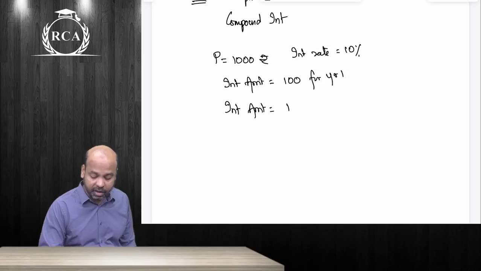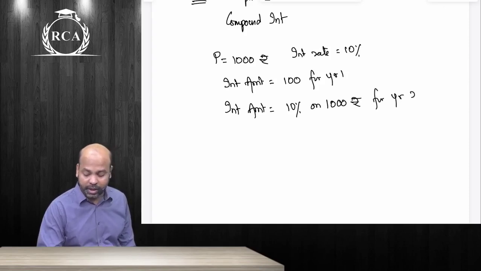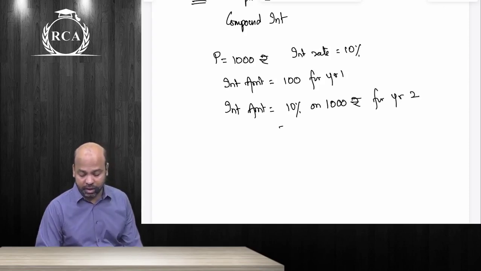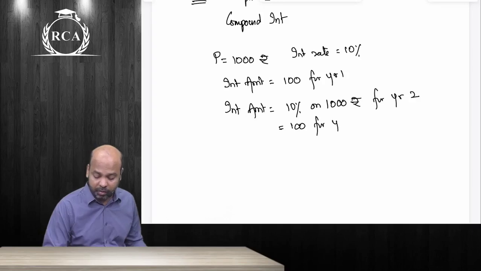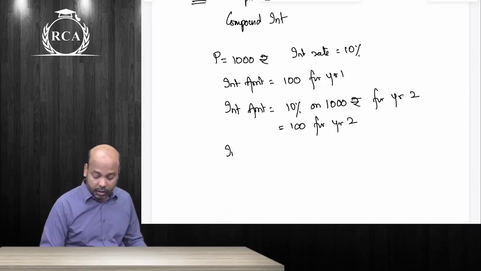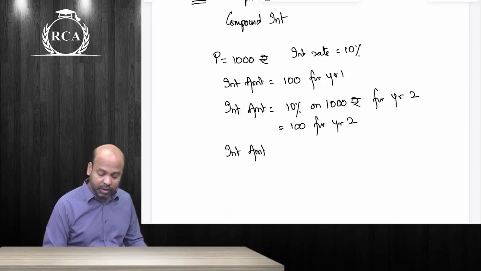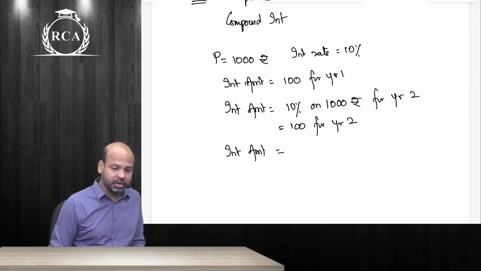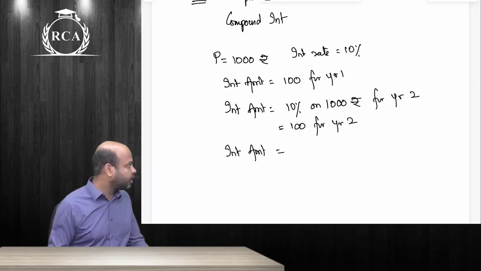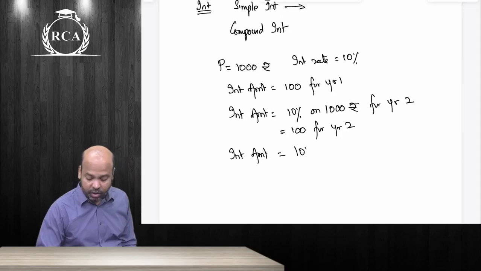For the second year, you will still get 10% on what amount? 1,000 rupees. You will not get 10% on 1100. So that will still be 100 rupees. Now, even if you do not withdraw this as such, beta, what is the accumulated balance with the other person? 1,200. Now, you will still get interest only on 1,000 rupees for the third year as well. The story continues like this.